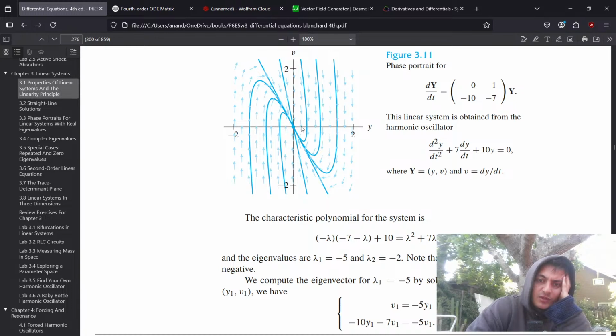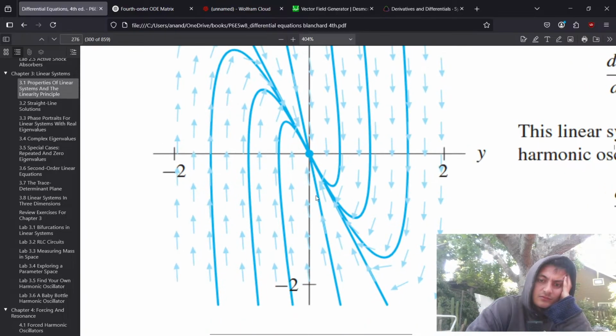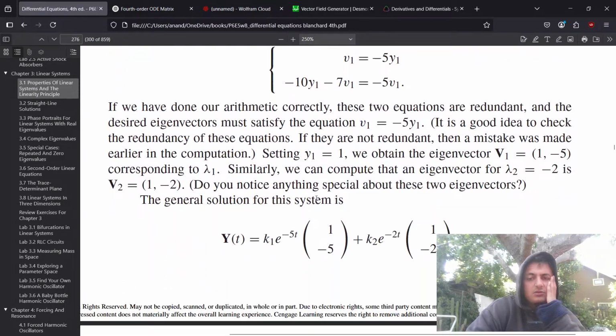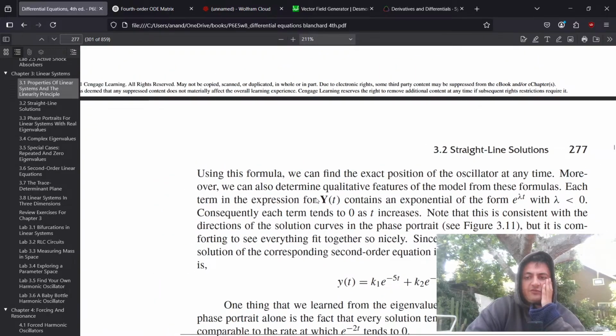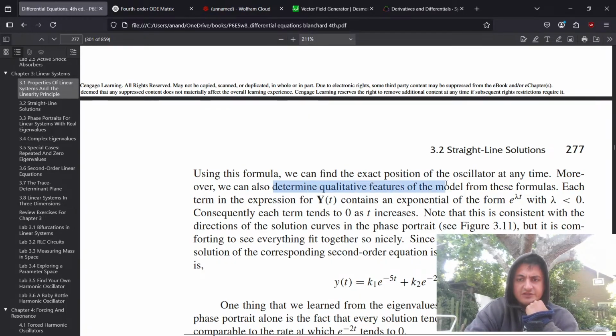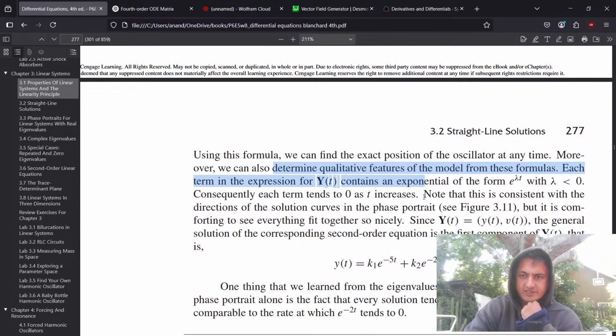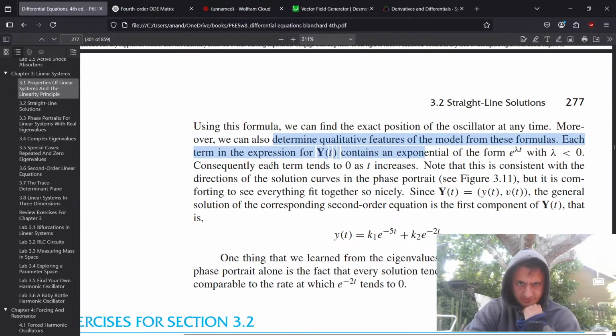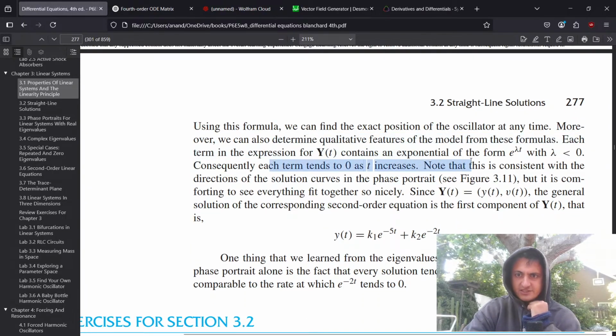1 minus 2 and 1 minus 5. Using this formula, we can find the exact position of the oscillator at any time. Moreover, you can also determine qualitative features of the model from these formulas. Each term in the expression for y contains an exponential where lambda is less than 0. Consequently, each term tends to 0 as t increases.